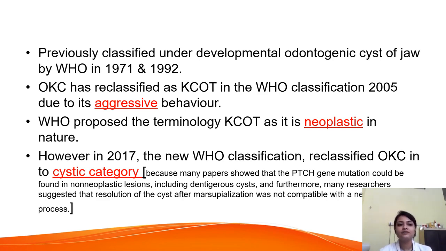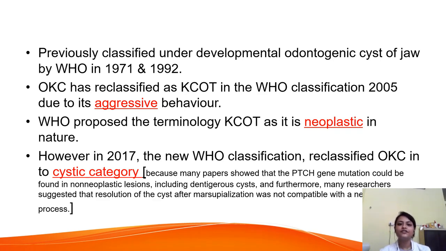Why has it been reclassified? Because of two reasons. Various researches and investigations showed that there is a gene called PTCH, patched gene, mutation that happens in OKC. But the same gene mutation also happens in dentigerous cyst, which is non-neoplastic. So there is no connection between neoplasia and this patched gene mutation. So they have moved the OKC term from tumor back to cyst.